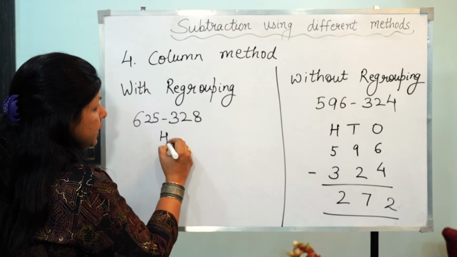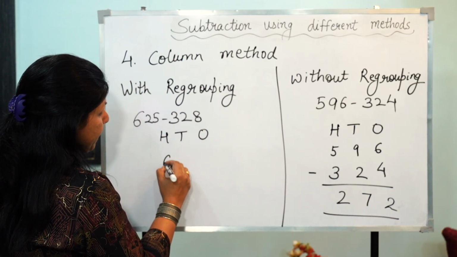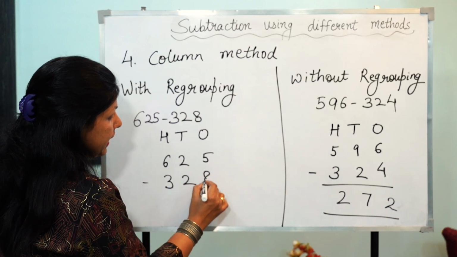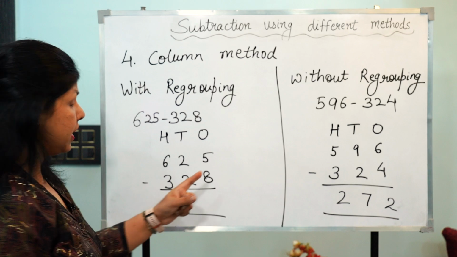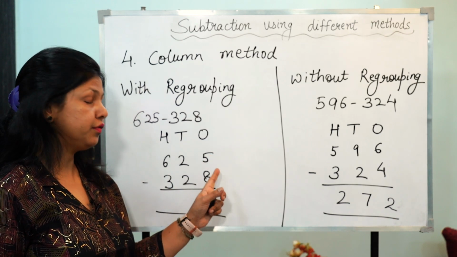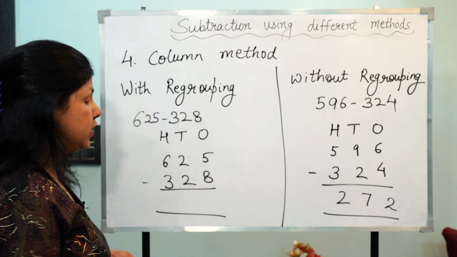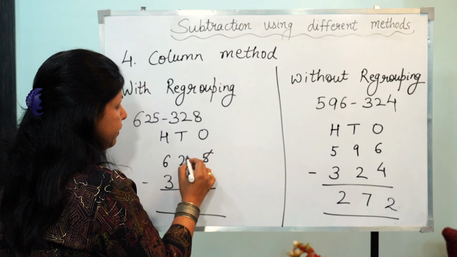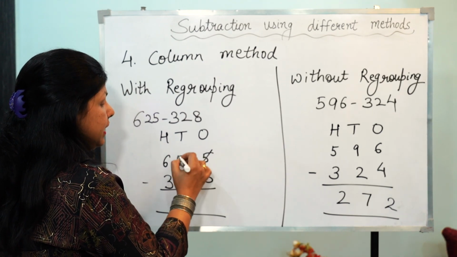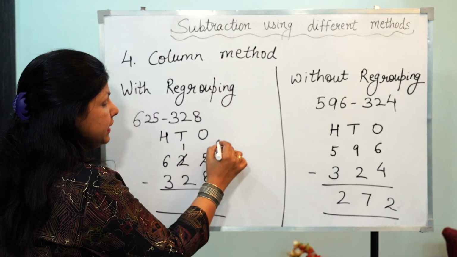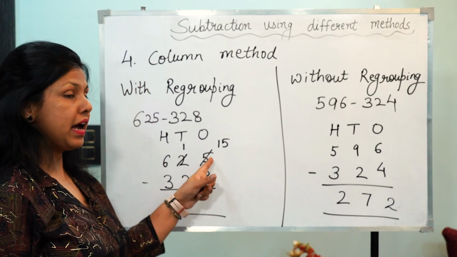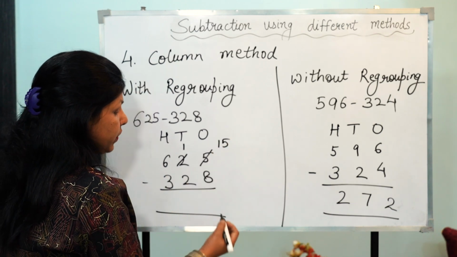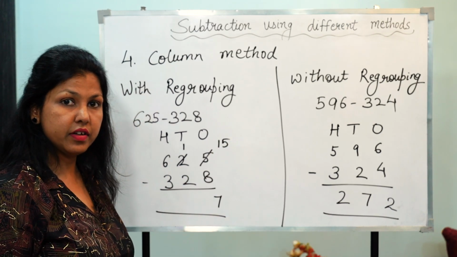So you can see in this regrouping method, 625 minus 328. You see, we have to subtract 8 ones from 5 ones. That is not possible. So what we are going to do? We are going to do regrouping. 5 ones को tens की help से 1 tens दे देंगे, right? तब ये 5 ones और 10 ones बना के मिला के बना 15 ones. 15 ones minus 8 ones, 7 ones, right?